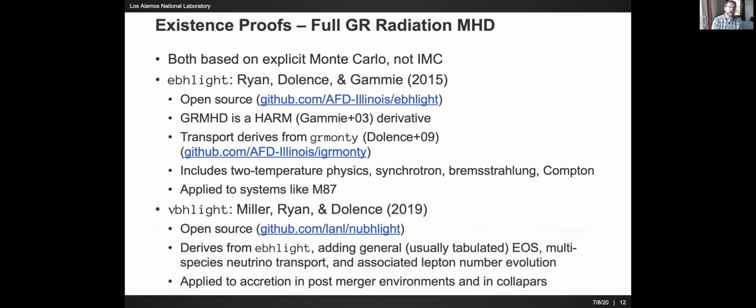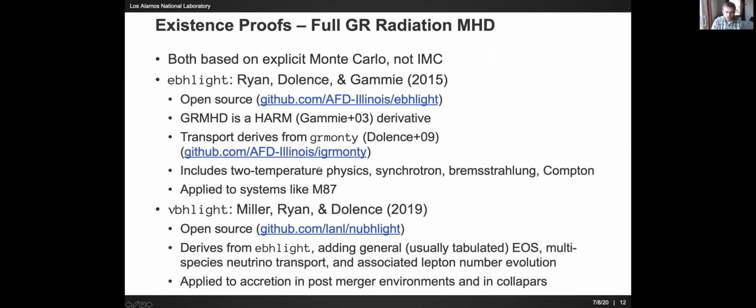There's existence proofs. I'm not going to have time to go into these codes at all, but there are at least 2 open source full transport GRMHD codes out there. Blight is one, and New Blight is the other. They're both based on GRMHD as implemented in HARM, or at least it's a HARM derivative, so it's evolved from the original HARM code. I think it's different than like Scott's HARM 3D code, for example.